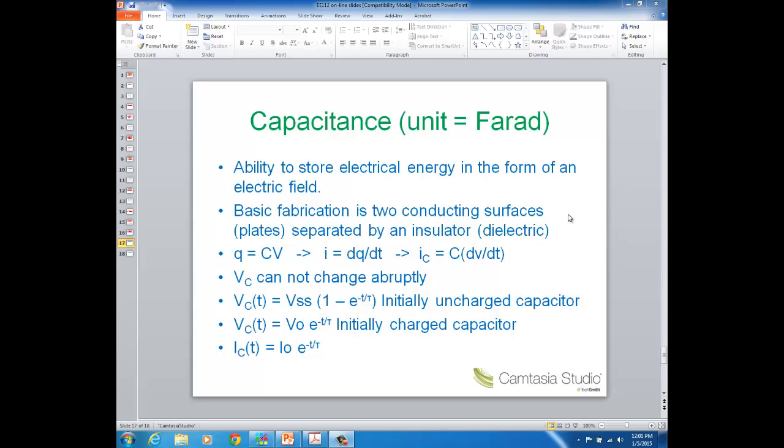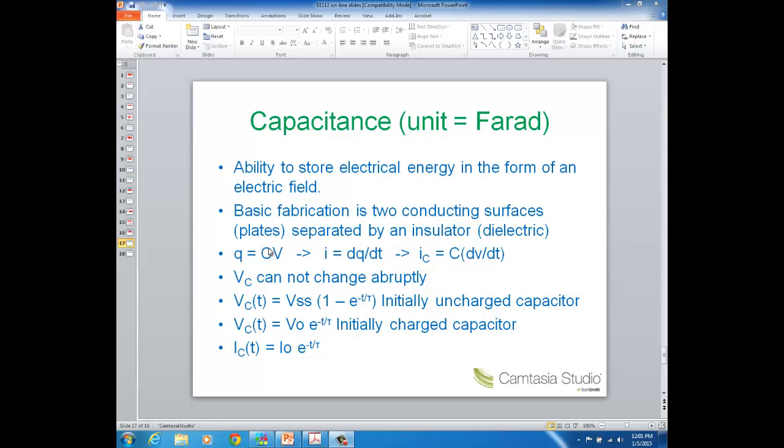Your fabrication of a capacitor is just two conducting surfaces separated by an insulator, and the amount of capacitance depends on the area of the plates, separation of the plates, and also the material of your insulator, which is called a dielectric. And from your physics, there's this relationship between the charge that builds up on the plates of the capacitor and the voltage across the plates of the capacitor. It's a direct relationship, as you can see here, and C is the capacitance.